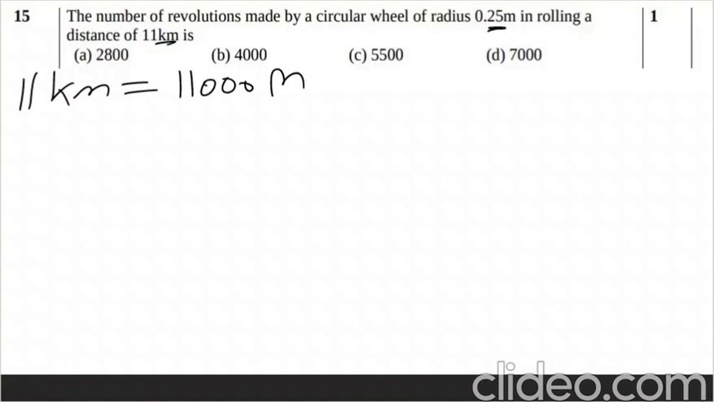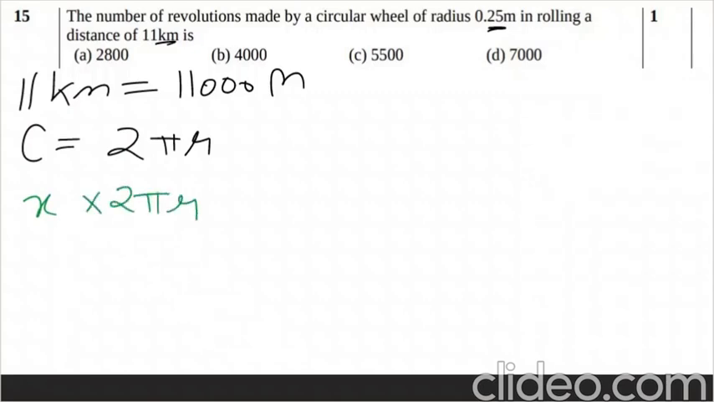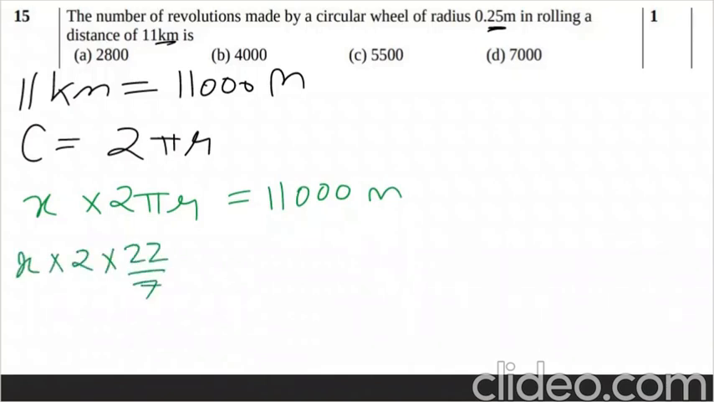Now I have to find the revolutions. Revolutions are made by the circumference, right? So what will be my circumference? That will be equal to 2 pi r, correct? The pi we can take as 22/7. Now how many times it is made, we do not know. Let's take that to be x. So x multiplied by 2 pi r is the number of revolutions, that is equal to 11,000 meter, which is the distance traveled. So x is the number of revolutions we are finding. Okay, so we can find it. x into 2 into 22 by 7 into the radius 0.025.